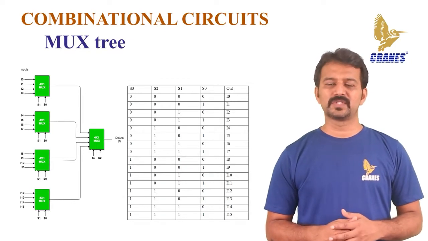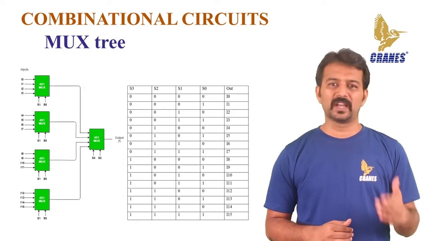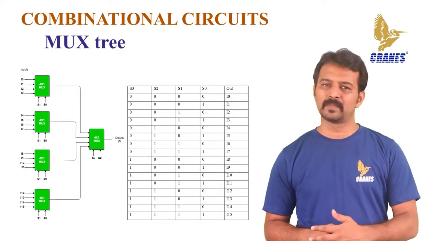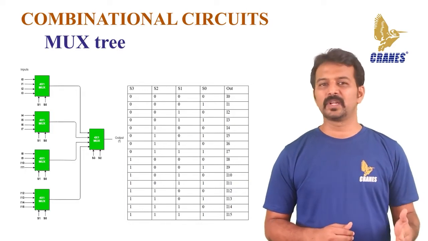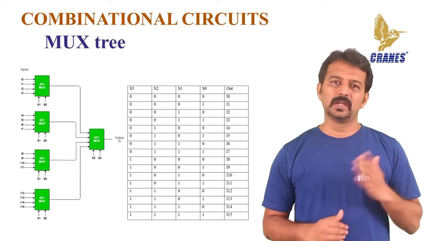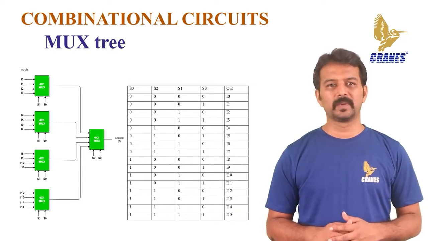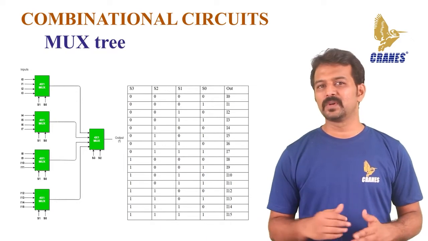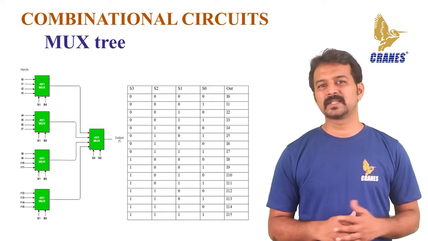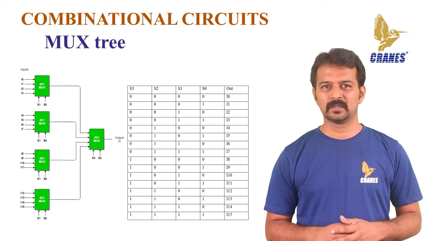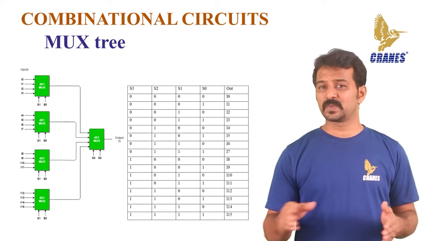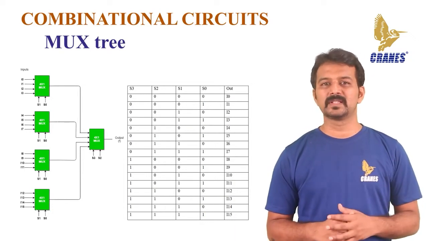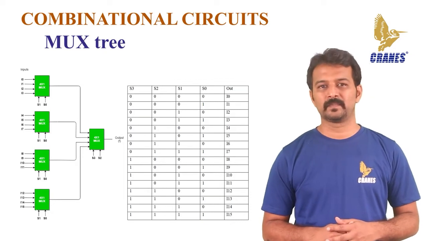When S0 equal to 0 and S1 equal to 0, input I4 is selected at the output by the mux. When S0 equal to 0 and S1 equal to 1, input I5 is selected at the output by the mux. When S0 equal to 1 and S1 equal to 0, input I6 is selected at the output by the mux. When S0 equal to 1 and S1 equal to 1, input I7 is selected at the output by the mux.